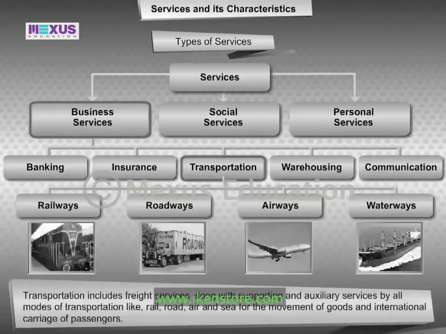Transportation. Transportation includes freight services along with supporting and auxiliary services by all modes of transportation like rail, road, air and sea for the movement of goods and international carriage of passengers.